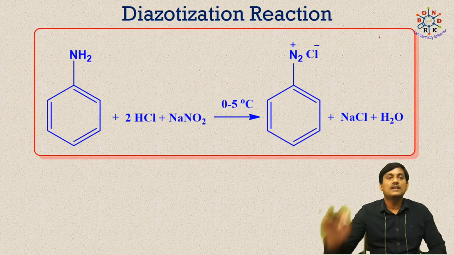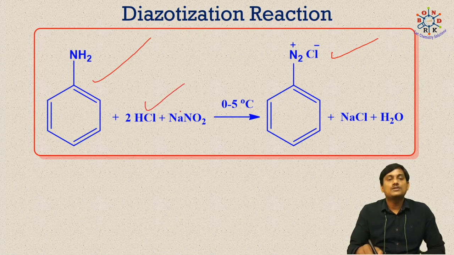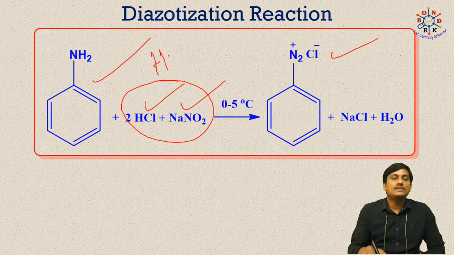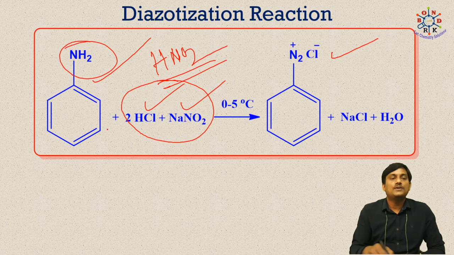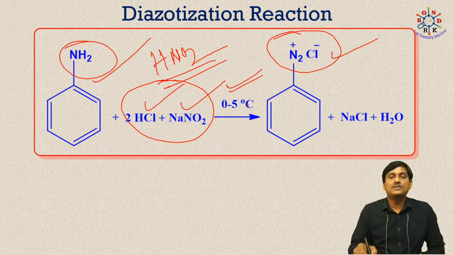That is the difference. Diazotization reaction. In the diazotization reaction, there is a formation of diazonium salts, benzene diazonium chloride salts. When you treat aniline with 2 moles of hydrogen chloride and sodium nitrite, there is a formation of nitrous acid. This nitrous acid will react with the NH2 of aniline, and there is a diazotization reaction. The reaction temperature should be between 0 to 5 degrees centigrade.